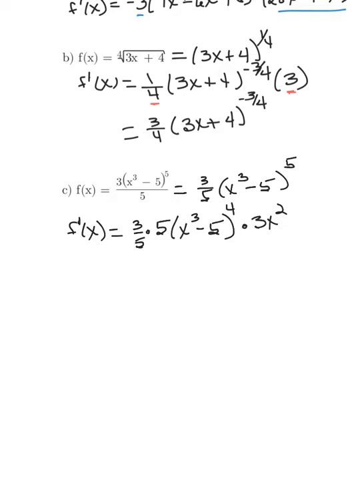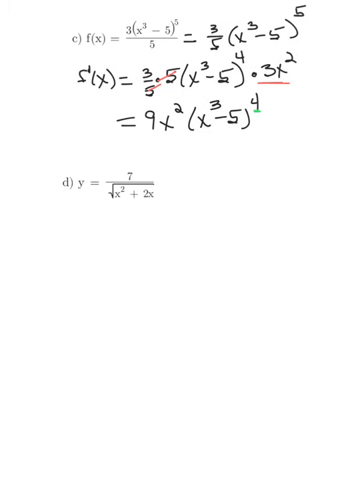3/5 times 5, the 5's cancel, and you're left with 3 times the 3x squared on the end, so you get 9x squared times the x cubed minus 5 being raised to the 4th. Remember, you do not distribute that because of the power. You cannot distribute when there's a power on the quantity.